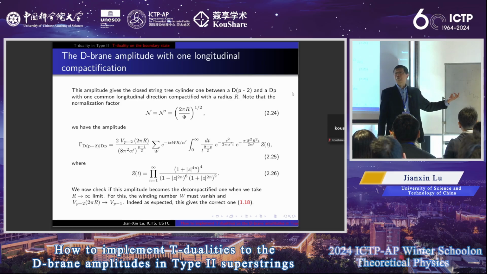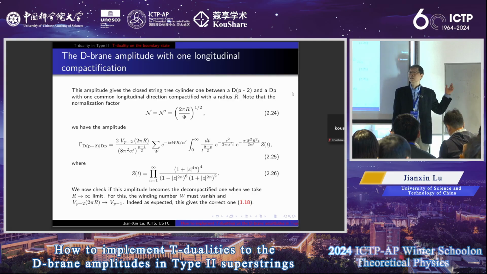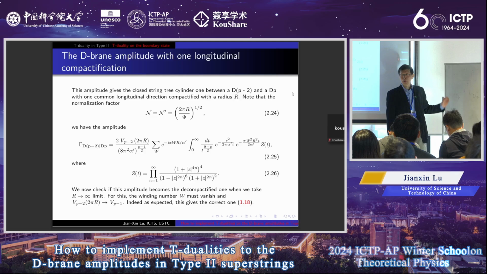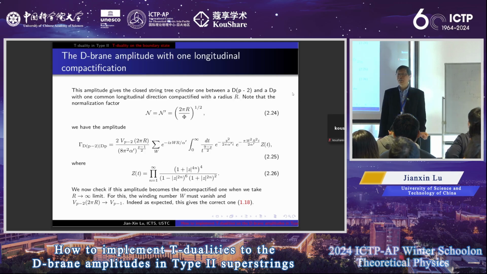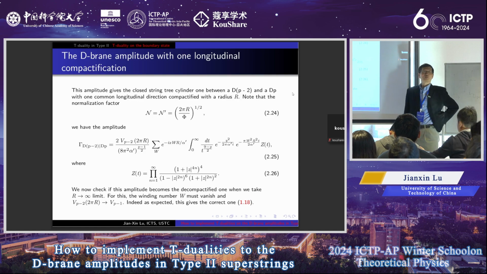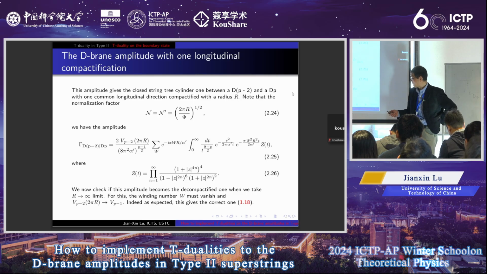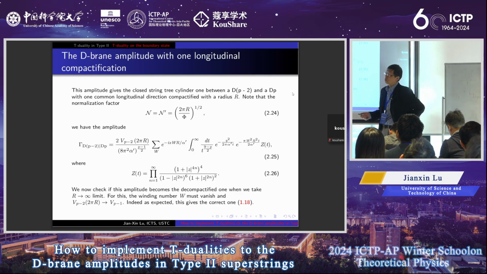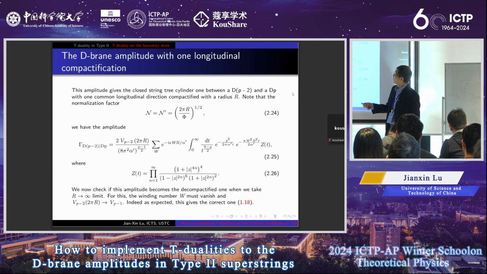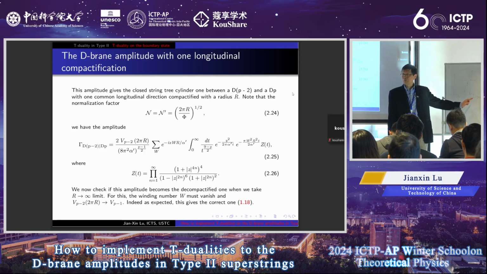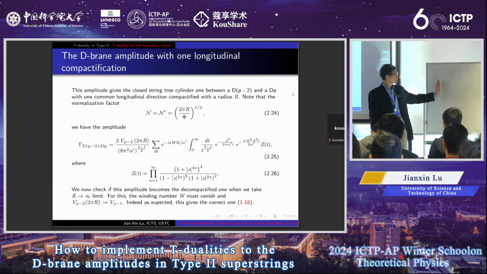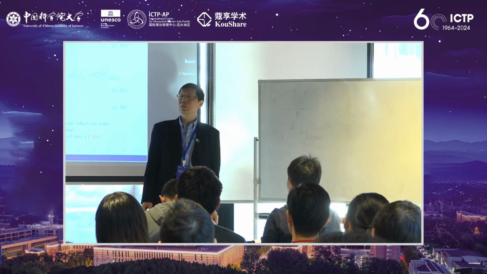These two are placed parallel at a separation y along the transverse direction to both of the branes. Yesterday, I was afraid of not finishing, so I rushed somewhat. I hope this recap shows what I'm actually doing here. Yesterday, I tried to apply the T-duality to the amplitude. I computed the amplitude between a Dp brane and a D(p-2) brane, with one direction compactified along the brane direction. We call it the longitudinal direction.